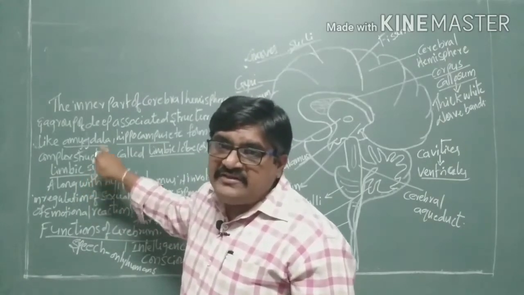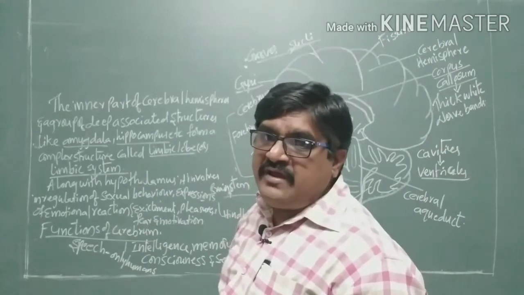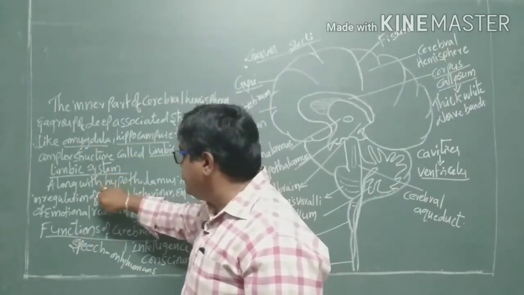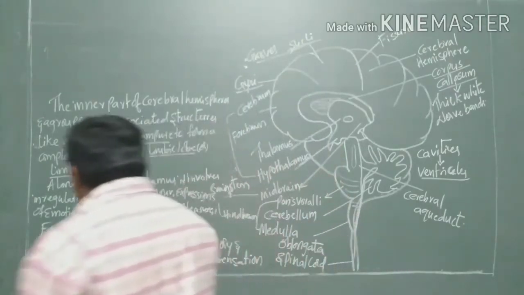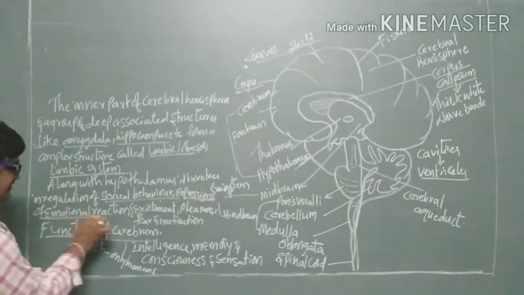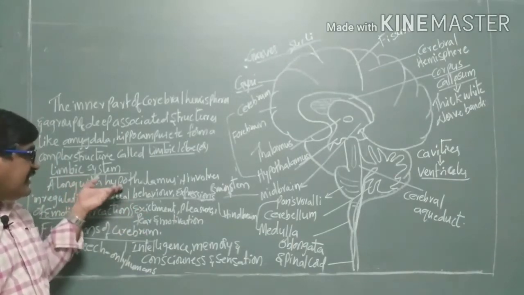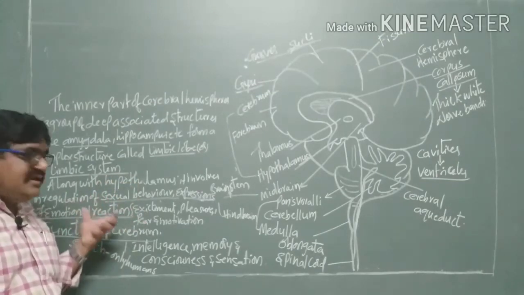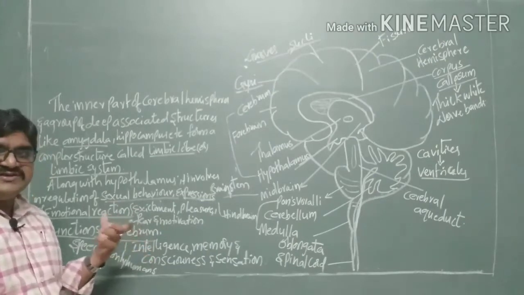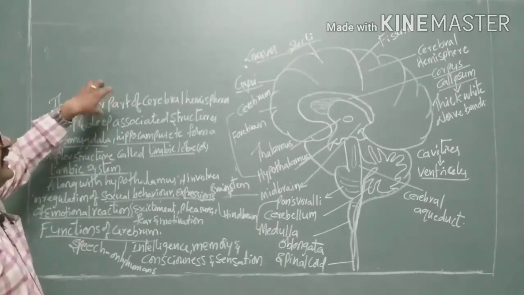This limbic system along with the cerebrum and the hypothalamus is involved in the regulation of sexual behavior and the expression of emotional reactions like excitement, pleasure, fear, as well as motivation. These take place through the hypothalamus along with the cerebral hemispheres.